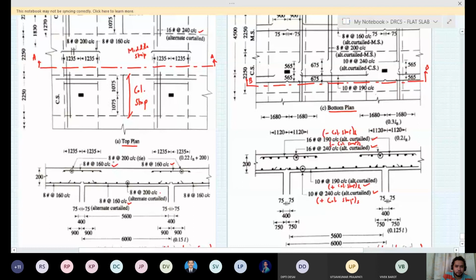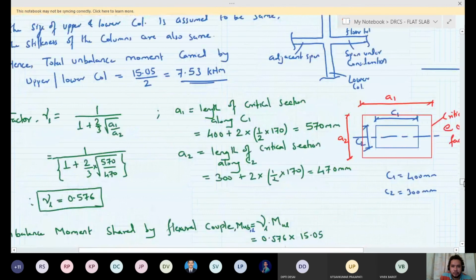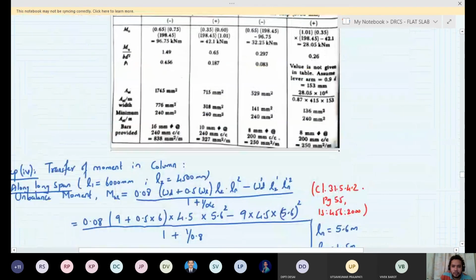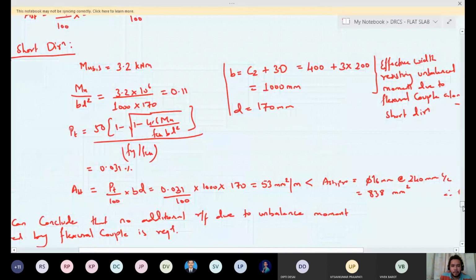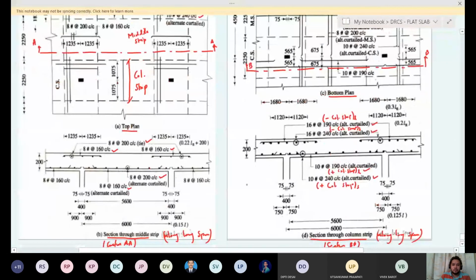Same way for the middle strip, you can find it here. See, in the middle strip, the one going along the short direction is this one, 8 mm dia at 200 center to center, means both are same only. This value and this value both are same, 8 dia 200 center to center. So if we see the table, it is 8 dia 200 center to center, 8 dia 200 center to center. Clear? So with this, the design example of flat slab is over.